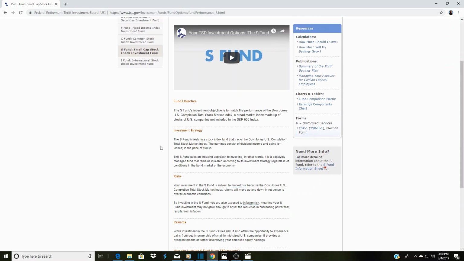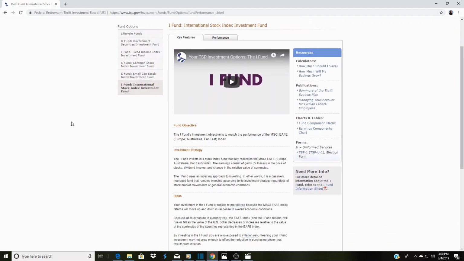Now, just from your perspective from investing, the C fund will be less risky than the S fund. So over time, the S fund is expected to return more as a percentage of your investment, but just know that it will be more volatile. So maybe it's up 40% sometimes, maybe it's down 40%, and it's going to go up and down more violently than the C fund.